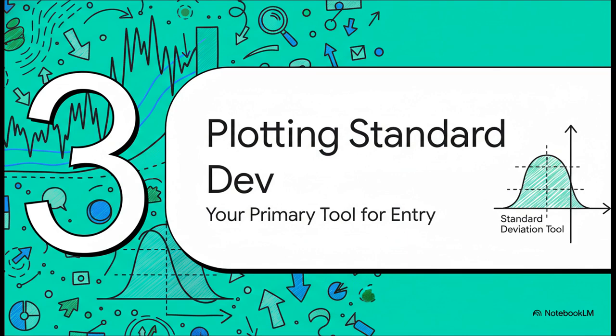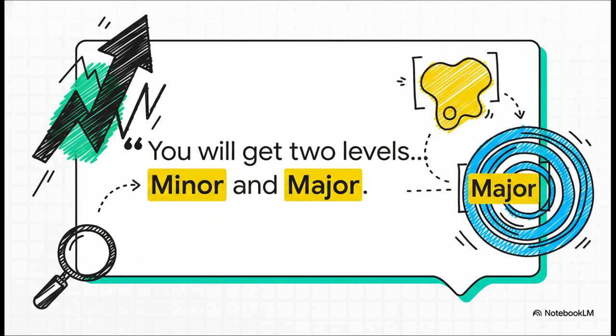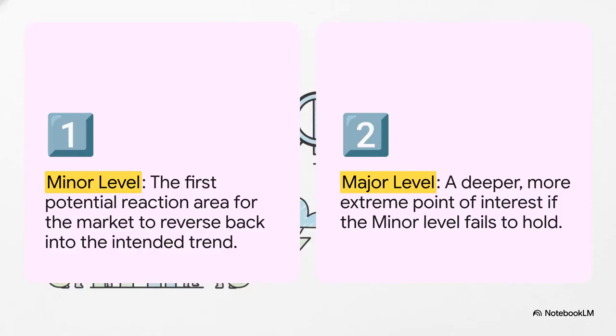All right, that's the theory. But how do you actually trade it? Well, the main tool our source recommends for finding a potential entry after that manipulation happens is the standard deviation tool. And the beauty of using this tool on the manipulation leg is its simplicity. When you apply it, it's not going to give you a million lines to worry about. It generates just two key levels that we need to pay attention to. And these two levels are called the minor and major levels.